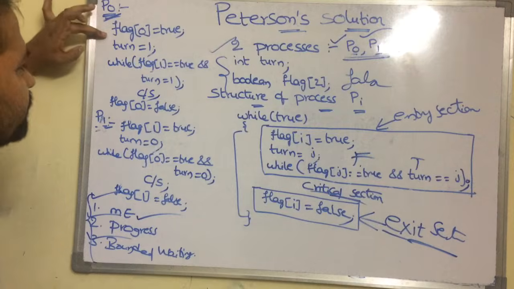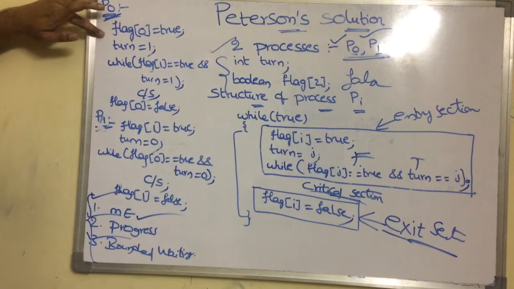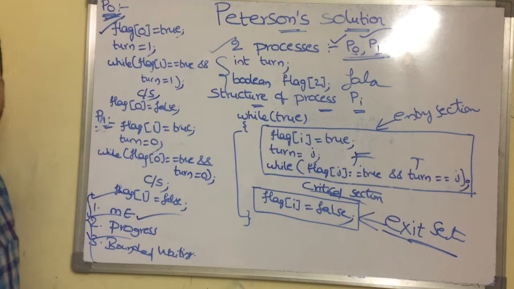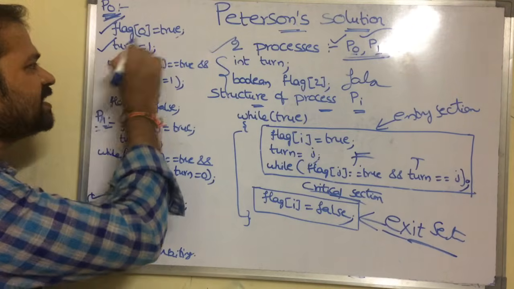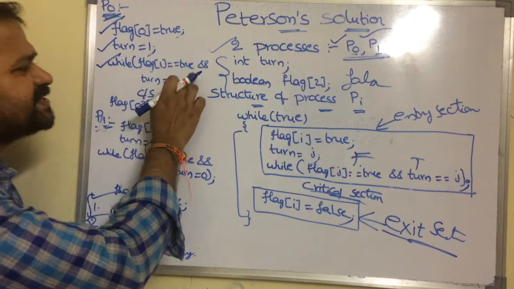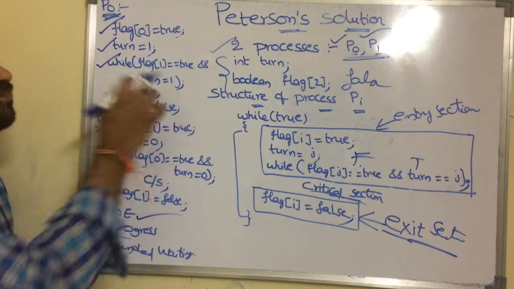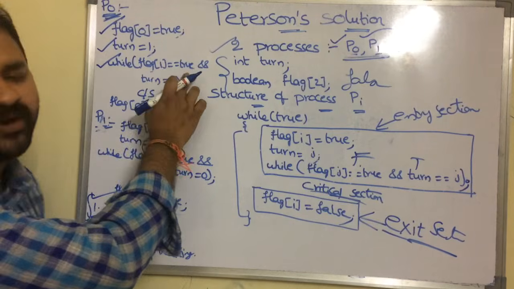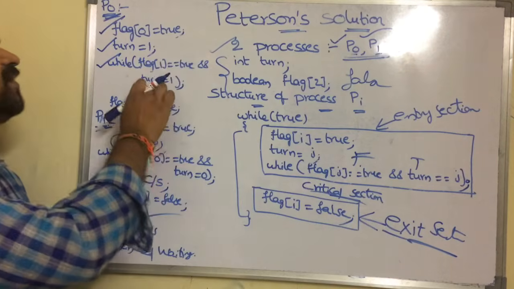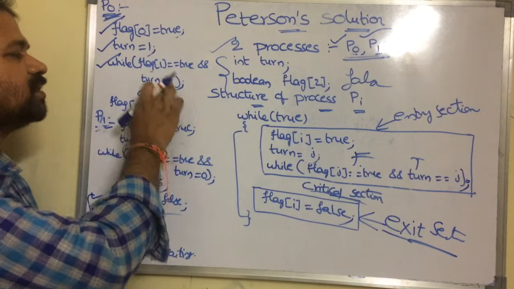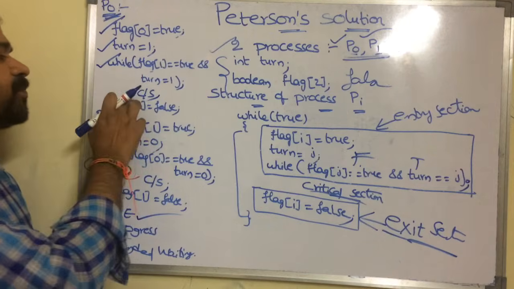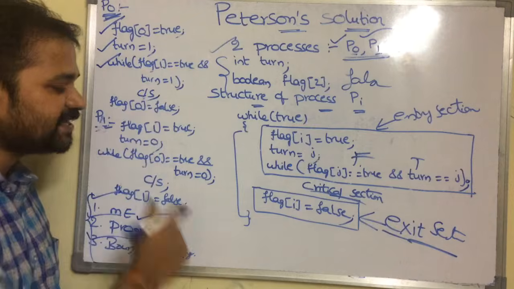So let us assume that P0 is interested to enter into the critical section. So it executes this statement, flag of 0 is equal to true. Next, it executes the statement, turn is equal to 1. Next, it executes the statement, while flag of 1 is equal to true and turn is equal to 1. Initially, P1 is not interested to enter into the critical section, so this is false, whereas turn is equal to 1, this is true. So false and true means false. So the control comes out from the while loop and P0 enters into the critical section.